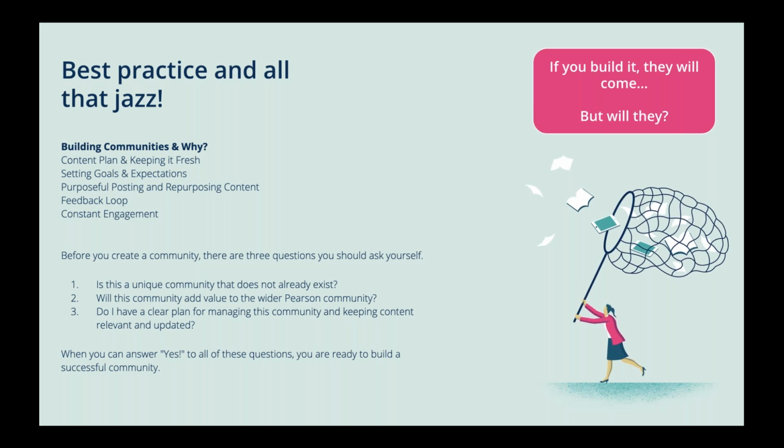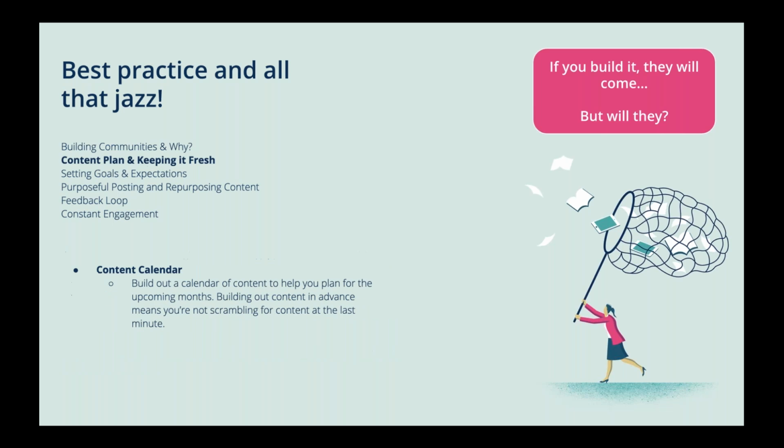And then finally, simple communications. Clear, concise communications are instrumental in helping people get what they need efficiently. So having something clear in mind when you're building a community, that's key. So on the next slide, we have content plan and keeping things fresh.